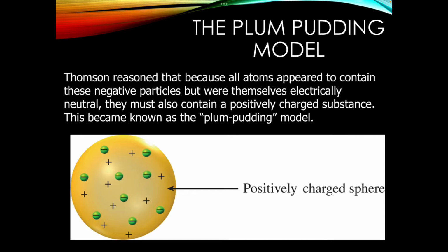So J.J. Thomson said, all right, there is negative stuff in the atom, but we know the atom as a whole is neutral. So if the whole atom is neutral, and we know there's negative stuff in there, that means there also has to be positive stuff to balance out these charges. This is known as the plum pudding model. Here is our plum pudding model. The yellow stuff that you see is all positively charged. That would be like our pudding, okay, if you're British.